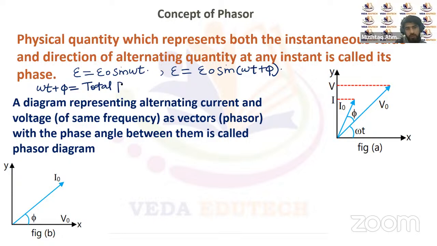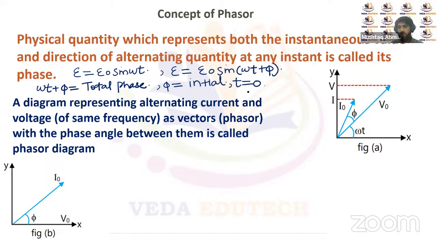The total phase of voltage or current gives us the instantaneous value of the current or voltage, and the direction of the alternating quantity as well. So phi is the initial phase, omega t plus phi is the total phase. Phi gives us the value of the current or voltage at time t equal to 0, the initial value of current or voltage. That's why we call this phi the initial phase.